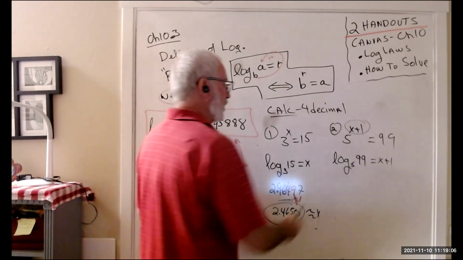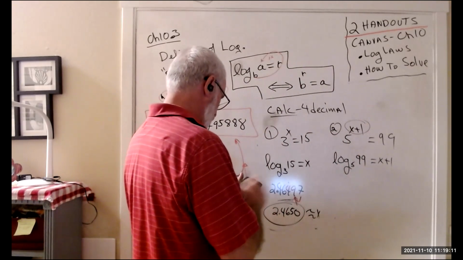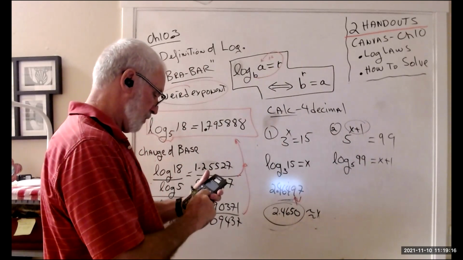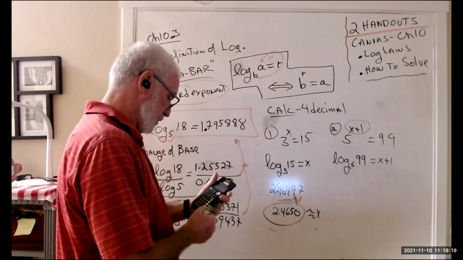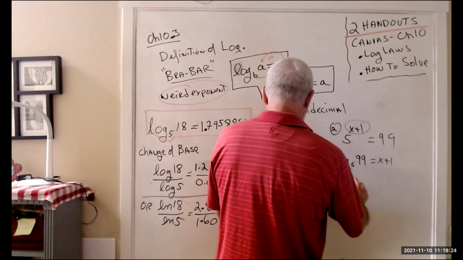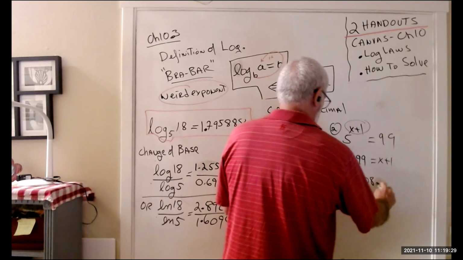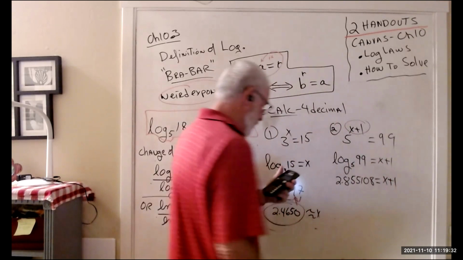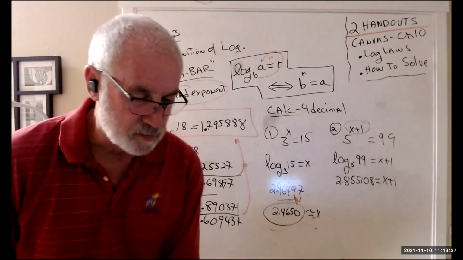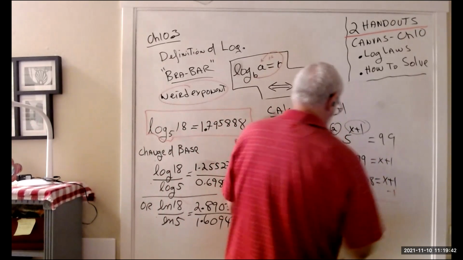So we use our calculator, log base 5 of 99, however you do it. Maybe you have to split it, I don't know. And we get 2.855108 equals X plus 1. So we're going to take away 1 from both sides. And we can actually do that in our head, take away 1, take away 1.